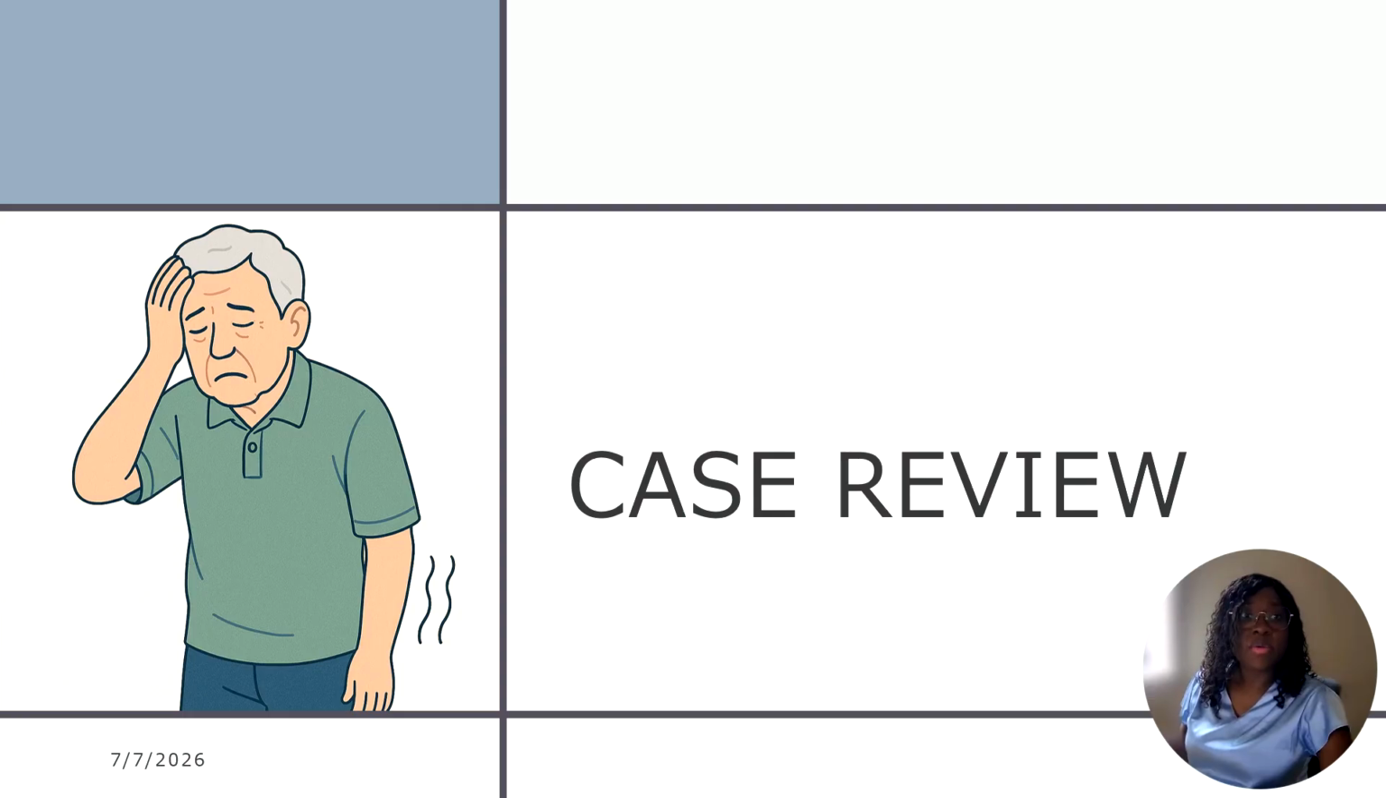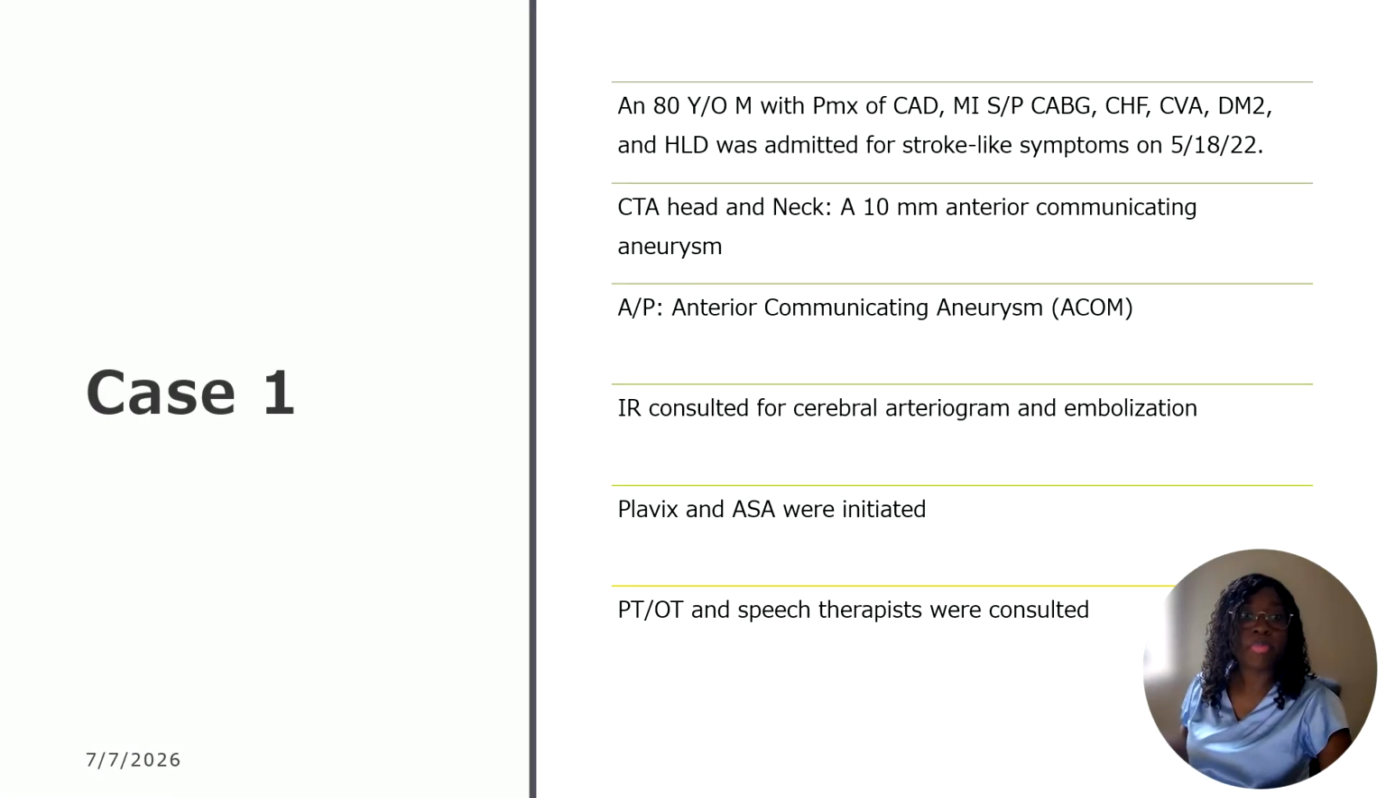For the next few minutes, we'll go over a few cases. Case number one, an 80-year-old male with extensive past medical history was admitted for stroke-like symptoms in 2022. A CTA head and neck shows 10 mm anterior communicating aneurysm. His assessment and plan indicates that patient has anterior communicating aneurysm. Hence, interventional radiologist was consulted for cerebral arteriogram and embolization. Plavix and aspirin were subsequently initiated, and physical therapy, occupational and speech therapies were consulted.